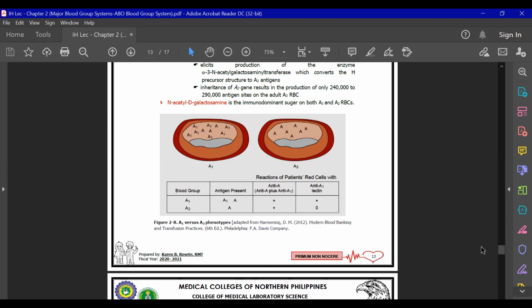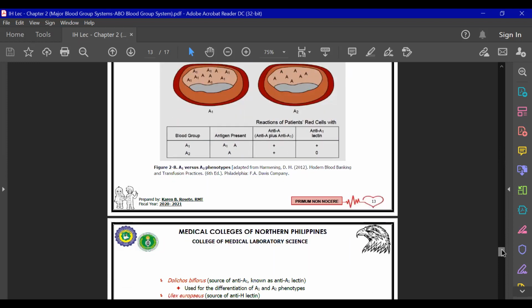Ma'am, is it possible for a person to inherit both the A1 gene and the A2 gene? Both A1 and A2? Yes, that can be, anak.